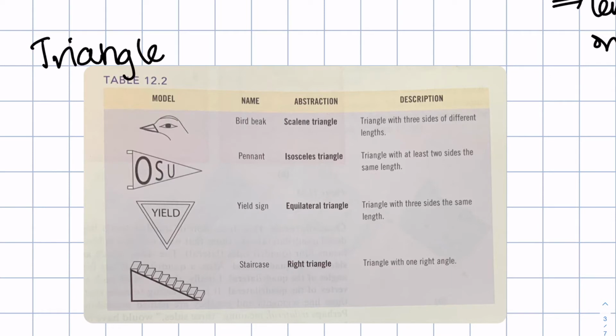An isosceles triangle is a triangle with at least two sides of the same length. It could have all three sides the same length, but it has at least two. And so an example of that is a pennant. We have these two sides of the same length. An equilateral triangle has all three sides the same length, and a right triangle is one with one right angle.